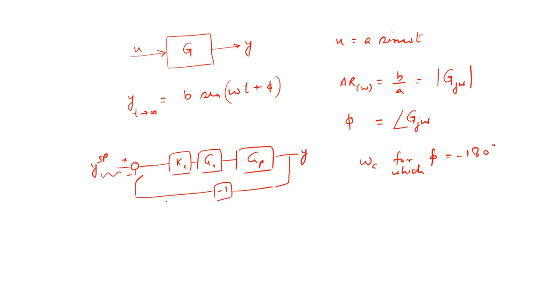If we can find that particular frequency, then this is a sine wave. Then the sine wave that is being fed back is in phase, minus y, because this feedback signal is minus y, is in phase with y set point, which is being varied as a sine wave, and I'm just taking the amplitude arbitrarily as 1, of frequency omega c.